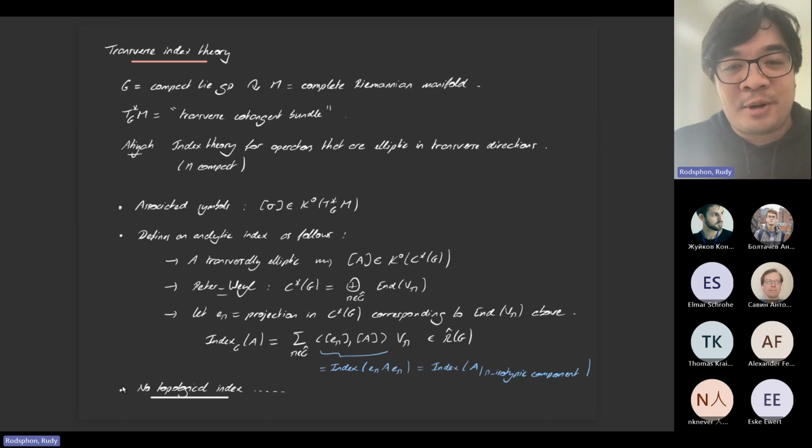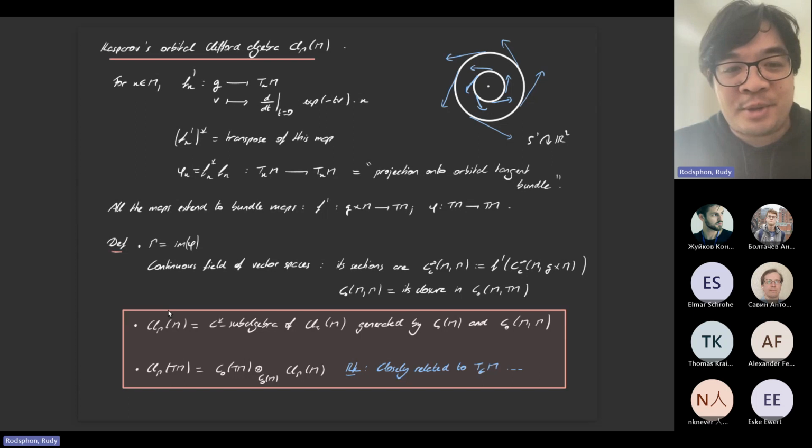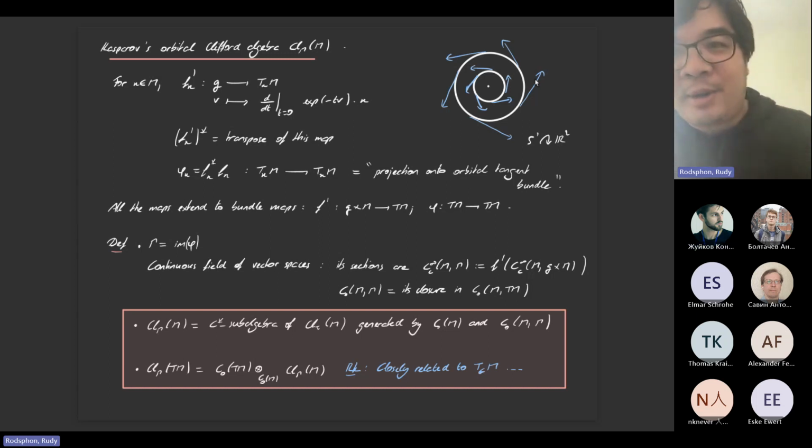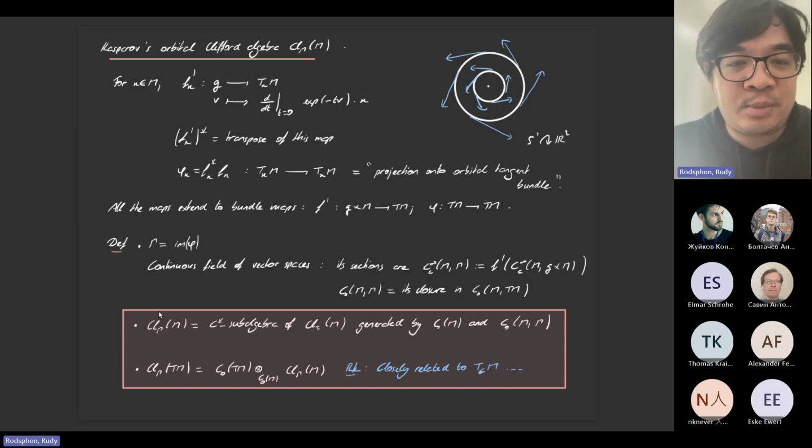So what's the idea of Kasparov at the end? The idea of Kasparov is to introduce some algebra. I will outline it very quickly, but it's basically a Clifford algebra that goes only in the orbit directions. So this is what's here, basically.